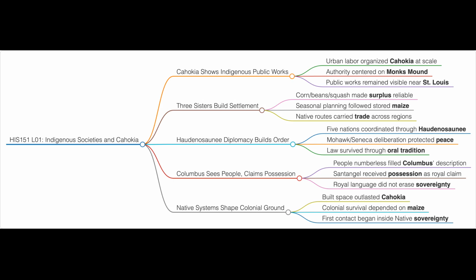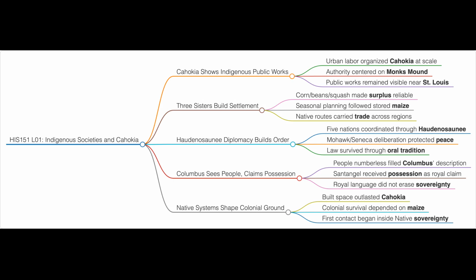Three Sisters agriculture helps explain how native societies sustained dense life across wide areas. Corn, beans, and squash grew together in a mutually reinforcing system. Corn provided the stalk, beans climbed the stalk and returned nutrients to the soil. Squash spread over the ground, helping control weeds and retain moisture. The method reflected observation, trial, and seasonal discipline. It also produced reliable food surpluses that could support permanent settlement and specialized labor.